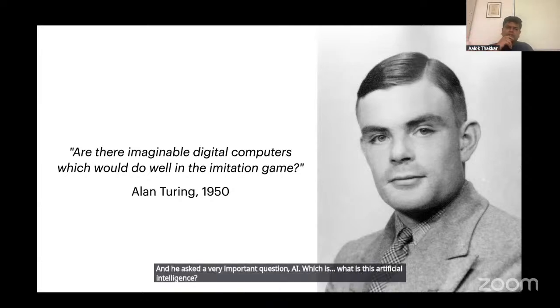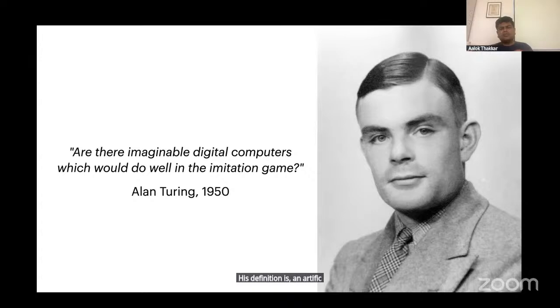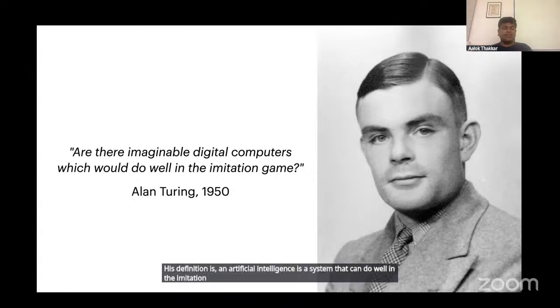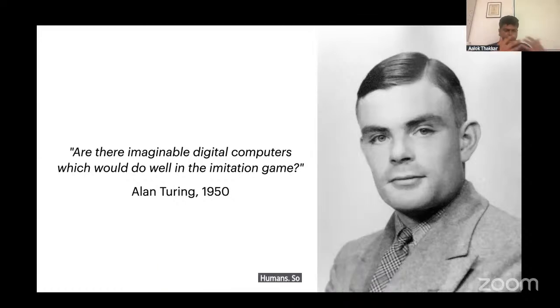His definition is, an artificial intelligence is a system that can do well in the imitation game. It can imitate humans. So I ask it a question, it responds to me like a human. And ChatGPT does that. It's very eerie.